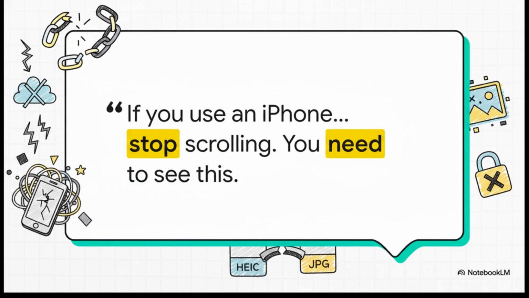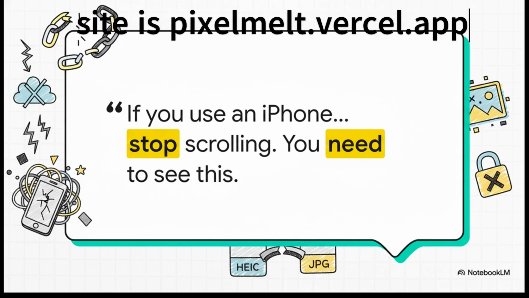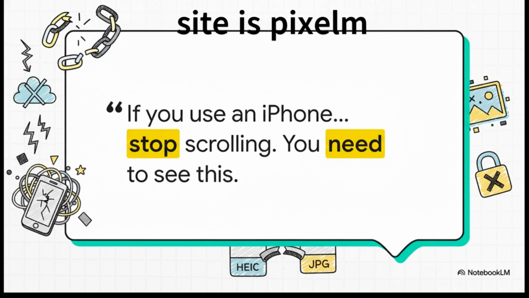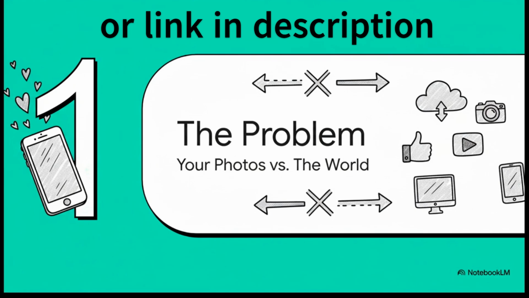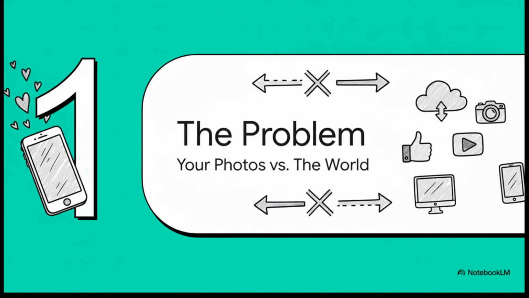And look, the source material for this explainer pulls no punches. It says stop scrolling, and for good reason. This isn't just some small tech glitch. It's one of those things that can have some pretty serious unintended consequences if you're not paying attention. So, what is the actual problem here? Well, at its heart, it's a showdown. It's your photos versus, well, the rest of the world.